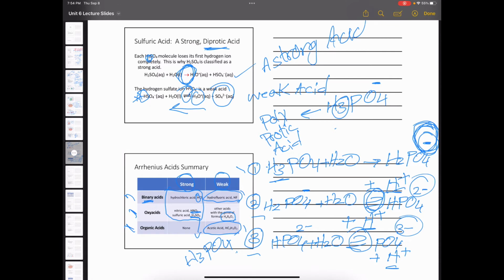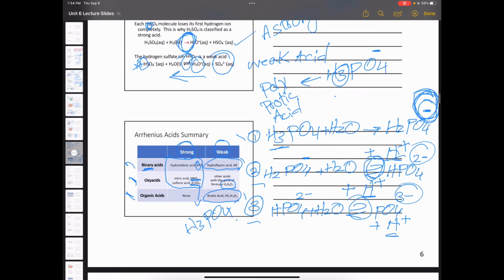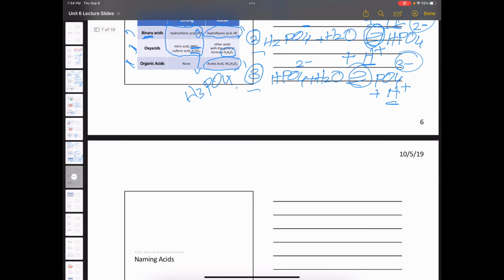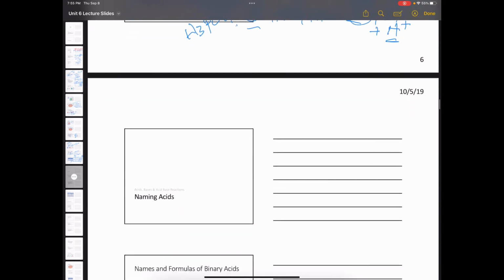Those are really good candidates for questions during the exam, so please try to read these carefully. Try to understand the Arrhenius definitions for acids and how we categorize the binary acids, the oxyacids, the organic acids, the polyprotic, diprotic, monoprotic, and so on and so forth.